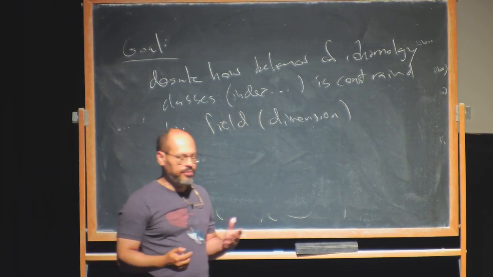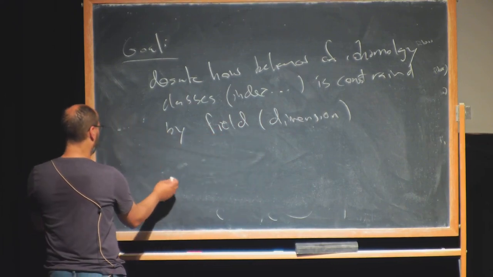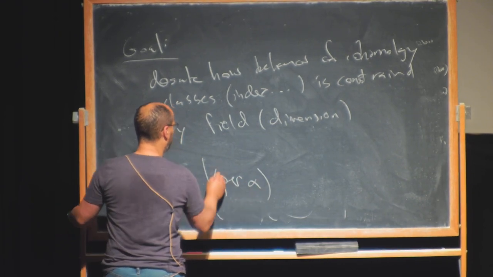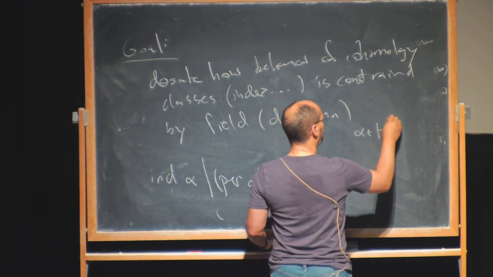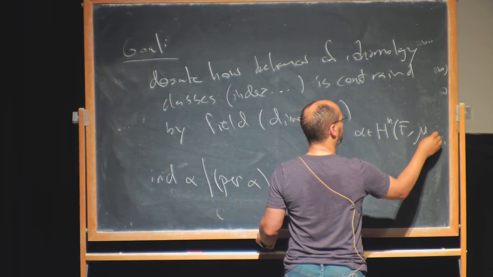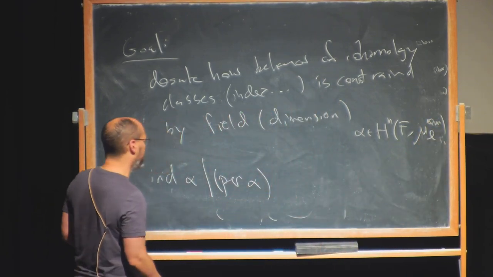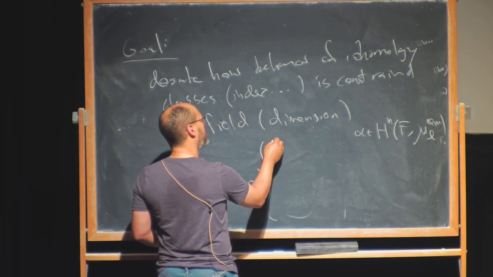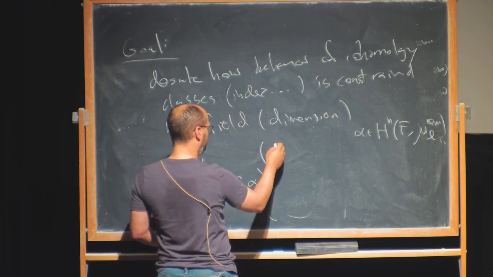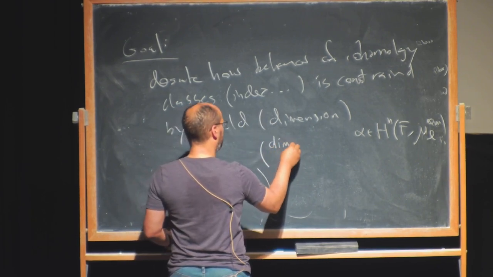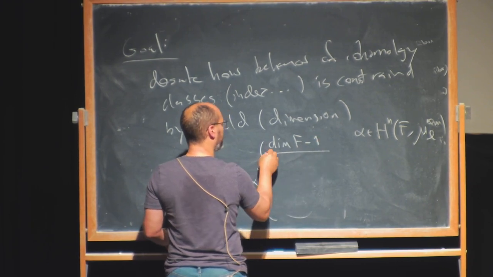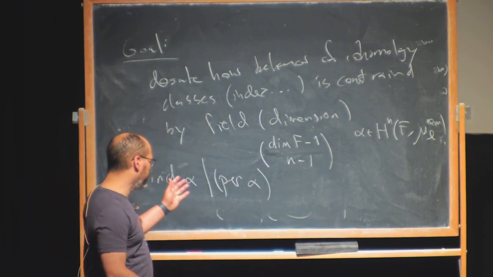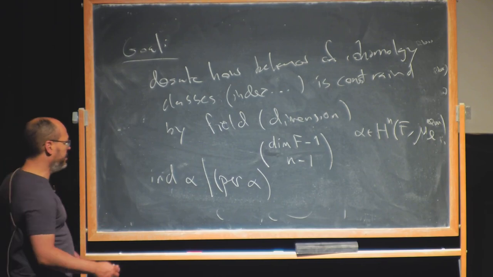This is the general framework of the period index problem, where I put out this conjecture that the index, for example, should divide the period. So this is for, let's say, alpha in H^n of some field with mu_L tensor m coefficients. The index should divide the period to the power of the dimension of the field minus one choose n minus one. So for example, for n equals two, it should just be the dimension minus one.